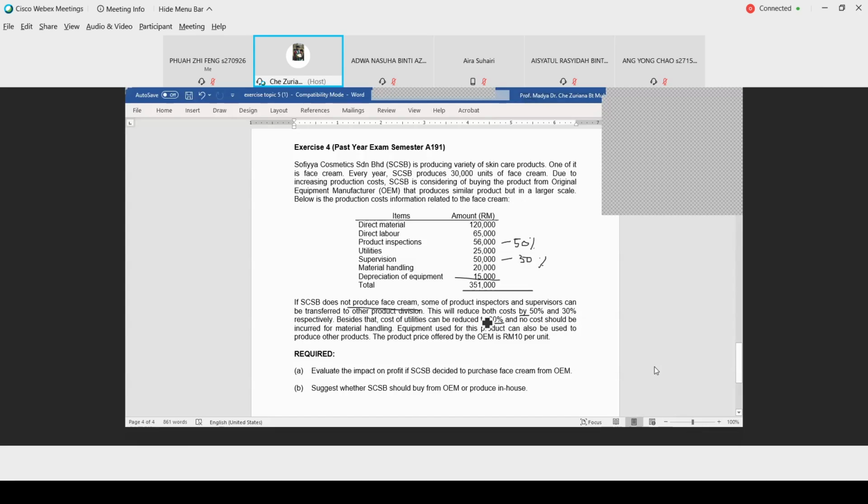So cost utility ni, kalau dia beli, maksudnya reduce to 30%, 70% lagi yang terlibat. Kan? Okay. Macam ni kita tengok lah. So the product price offered, and the equipment used for this product can also be used to produce other products. So daripada sini you kena cari berapa relevant, berapa irrelevant.